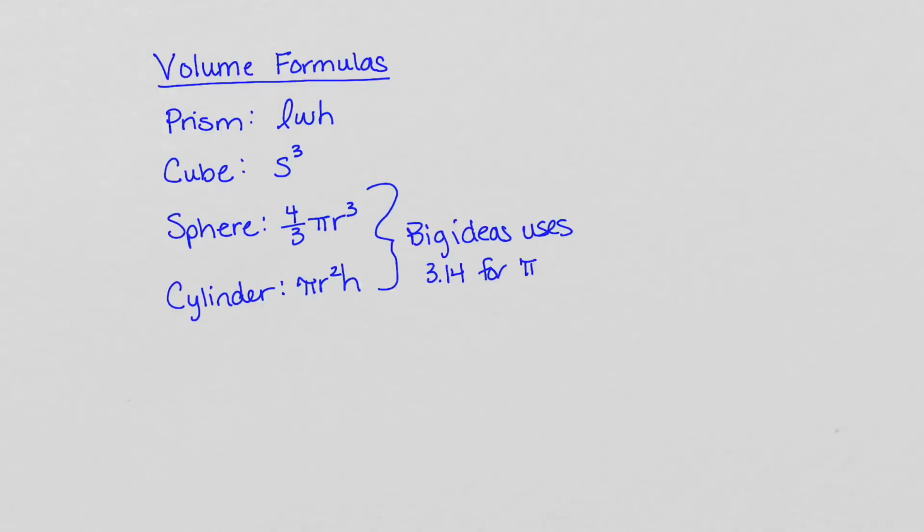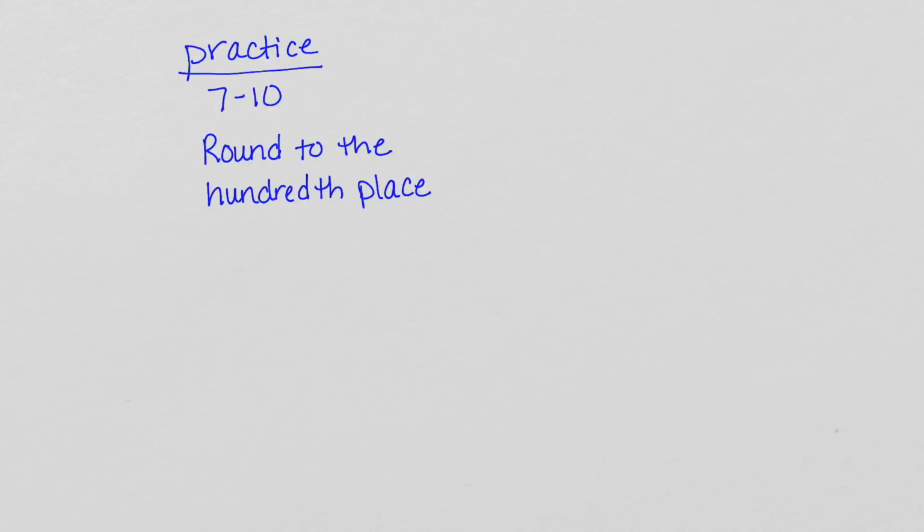So a reminder of your formulas, you might want to write them down in your notes if you haven't already, and use 3.14 for pi. Now go to the practice and do numbers 7 through 10, and where it's needed, round to the 100th place, which is 2 decimal places.